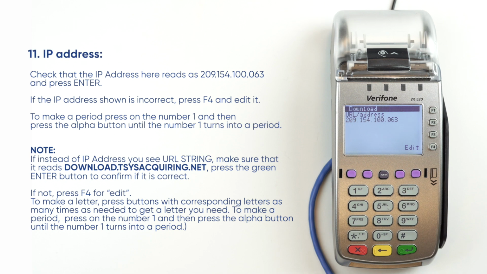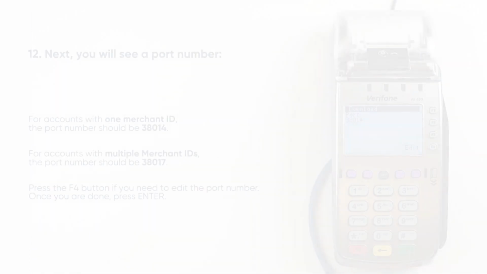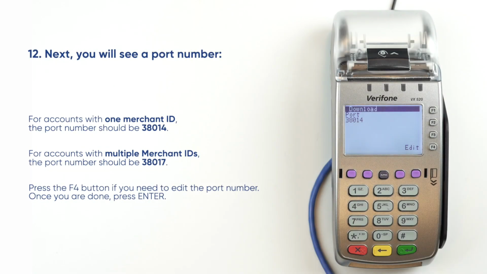Check that the IP address here reads as 209.154.100.063 and press Enter. If the IP address shown is incorrect, press F4 and edit it. To make a period, press on the number 1, and then press the alpha button until the number 1 turns into a period. Next, you will see a port number.